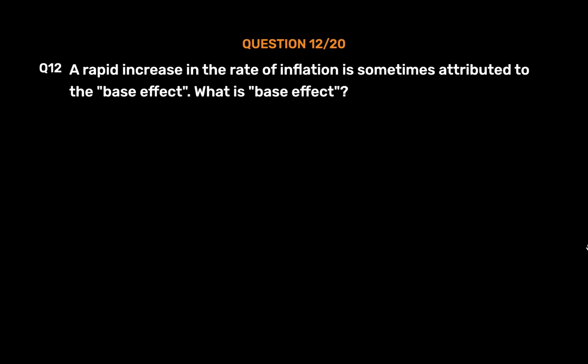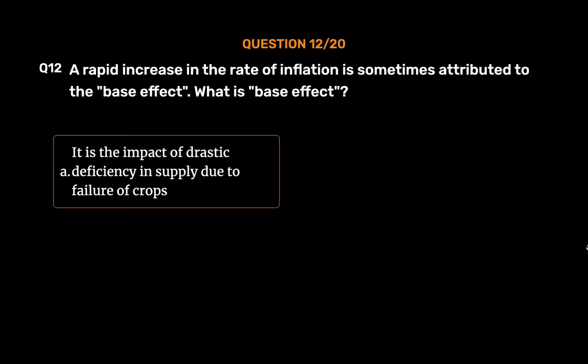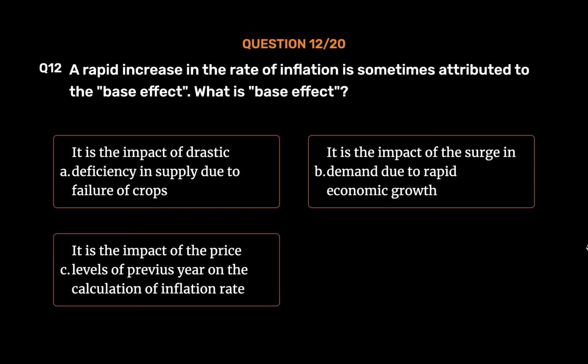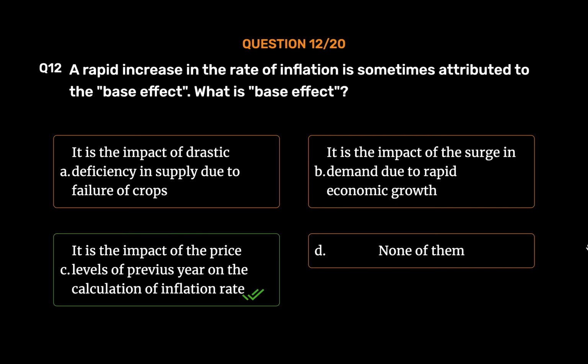Question number 12. A rapid increase in the rate of inflation is sometimes attributed to the base effect. What is base effect? Option A. It is the impact of drastic deficiency in supply due to failure of crops. Option B. It is the impact of the surge in demand due to rapid economic growth. Option C. It is the impact of the price levels of previous year on the calculation of inflation rate. Option D. None of them. The correct answer is Option C.